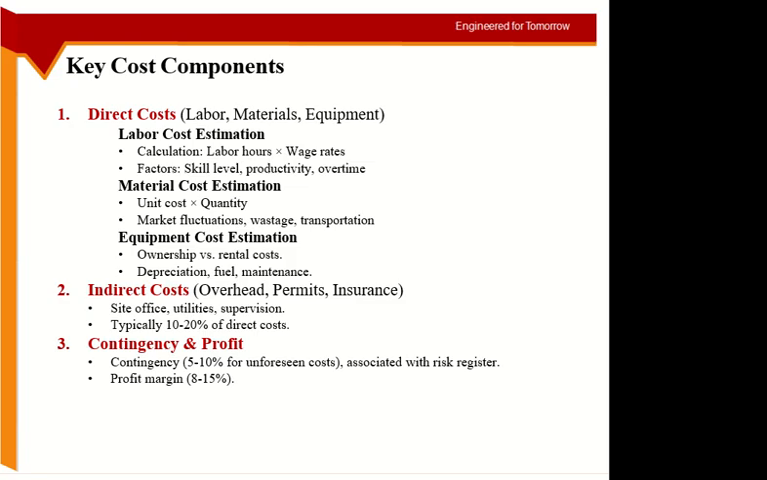Okay, we already have talked about direct and indirect costs. So indirect costs were the overheads, right? So direct cost is labor. So labor cost is calculated how many labor hours you need multiplied by the rate per hour they are charging you. And this rate can be different according to their skill, according to the productivity, and according to the overtime.